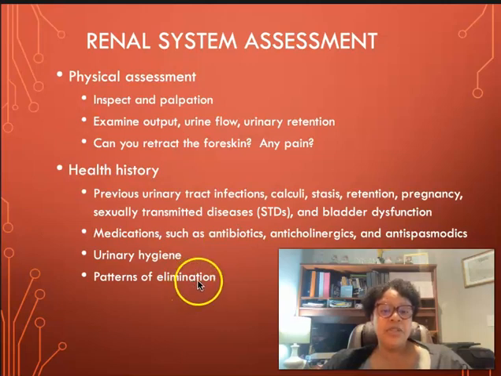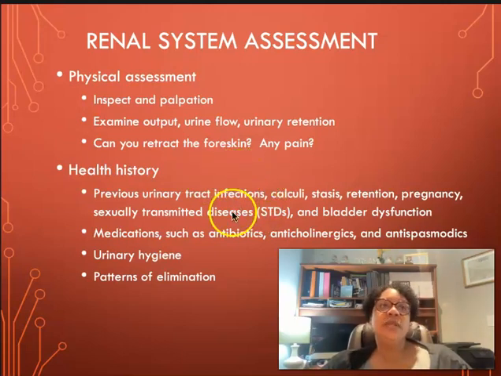Are they on any medications that could affect the kidney? Any medications that need renal clearance, right? What are some medications that they're on that could be related to any type of renal issue that they have going on? Urinary hygiene.